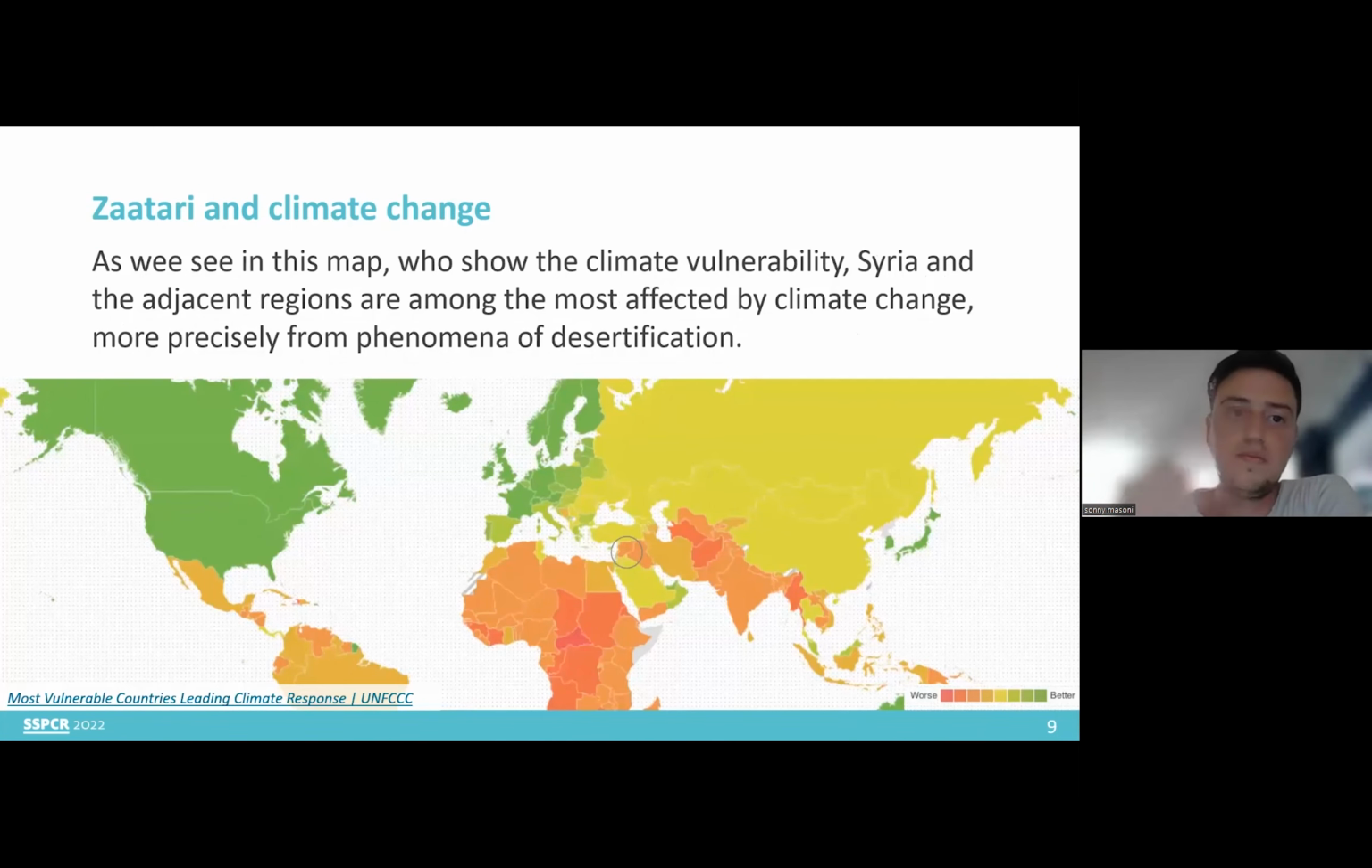If we take the climate change issue and compare it to Zaatari, in this map, the small circle that I brought to you here, we see that the region of Iraq, Syria, etc., is one of the regions most affected by climate change. I can give you the example of Iraq, which in the last month has had a lot of desert storms and sandstorms afflicting the country. Desertification has also afflicted Syria, and it's one of the reasons why many people have moved to Zaatari in recent years.